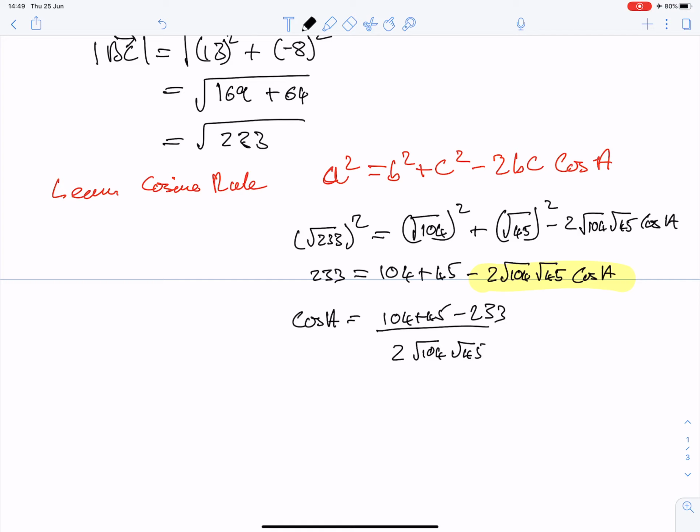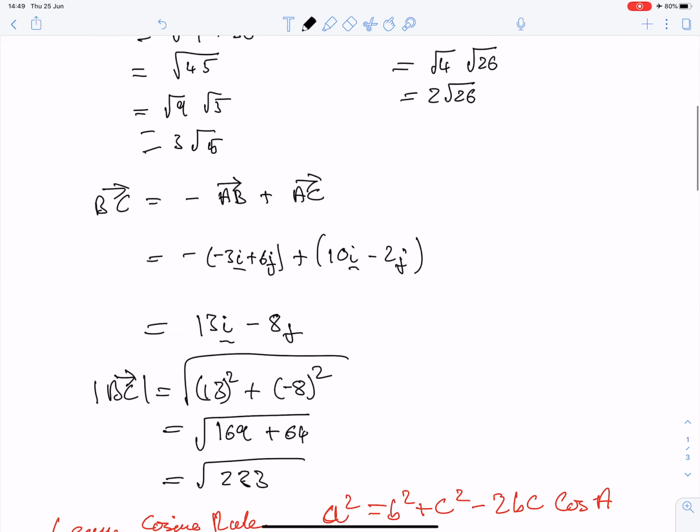So let's tidy that up. On the top we have got 149 minus 233, which is going to be minus 51 plus 33, which is 84, over 2.